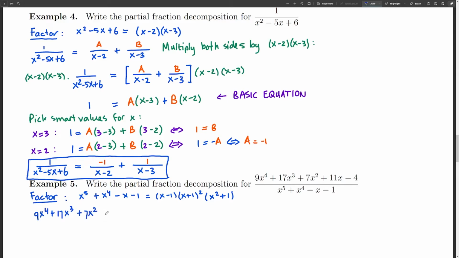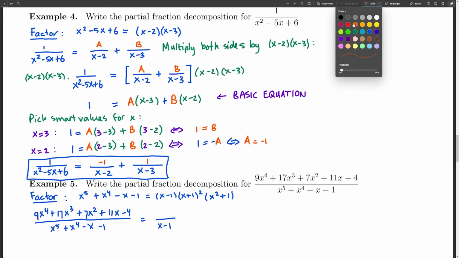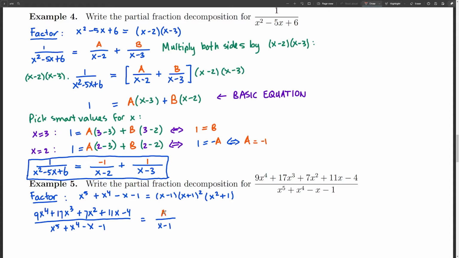So on the left-hand side, we put our fraction, which is 9x to the power 4 plus 17x cubed plus 7x squared plus 11x minus 4 all over x to the power 5 plus x to the power 4 minus x minus 1. So the first factor, or the first term that we need here, is a constant over x minus 1, because our first factor is x minus 1.